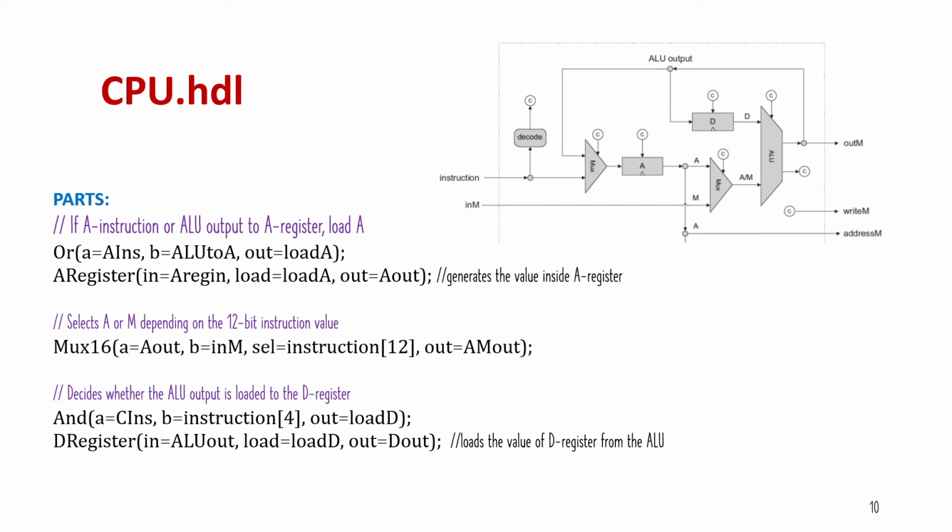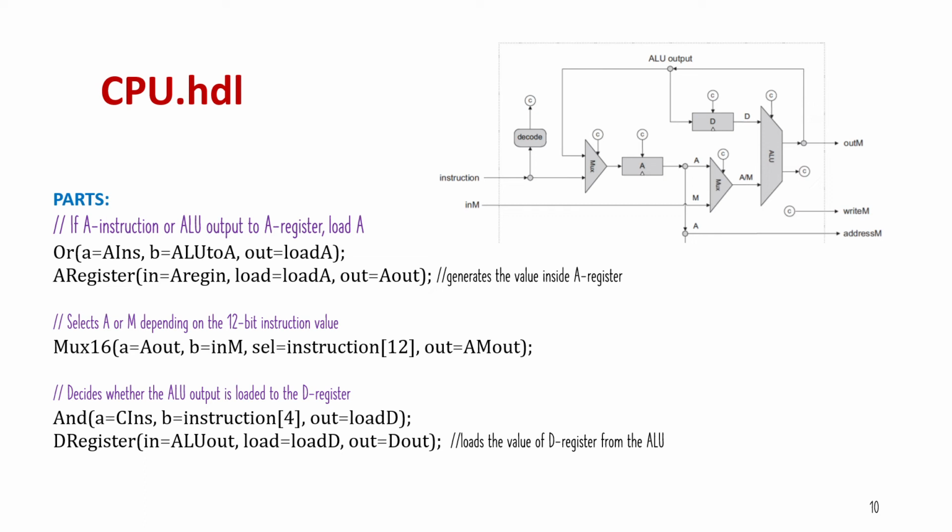Then the other multiplexer takes the output A out from the A register and inM, which is the value that is currently selected in the data memory register. It selects whether A or M would be fed into the ALU depending upon the 12-bit instruction value.